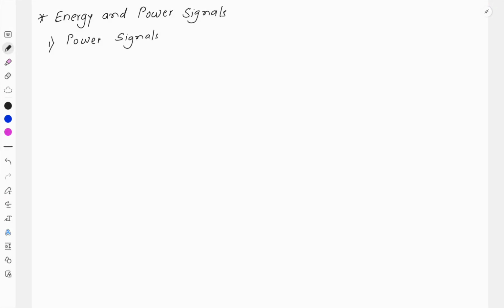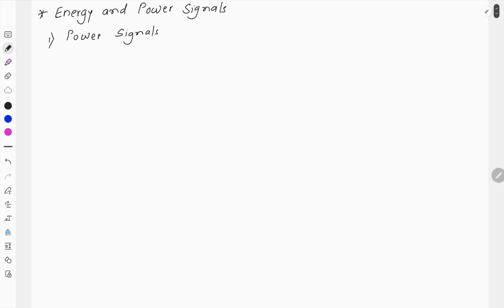In this video, we are going to classify signals as energy and power. So let us begin with first the power signals. A simple definition: a signal is said to be a power signal if it has a finite amount of power. So the simple definition goes in this way. The signal has a finite amount of power.